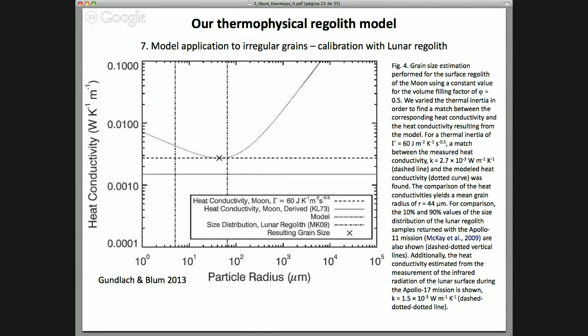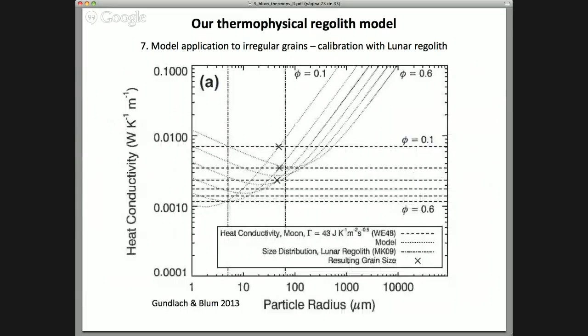Okay. However, as I showed in the beginning, we do have the liberty of playing a little with the volume filling factor. So this is the heat conductivity now taken from a thermal inertia of 48 SI units, which gives us a heat conductivity like this, for 0.1 filling factor, 0.2, 3, 4, 5, 6. And here you see why we couldn't find a match with a filling factor of 50% in the previous plot, because our curves vary with a factor like this, and we don't get a joint value here, only for the lowest filling factors, 0.1, 0.2, and 0.3.